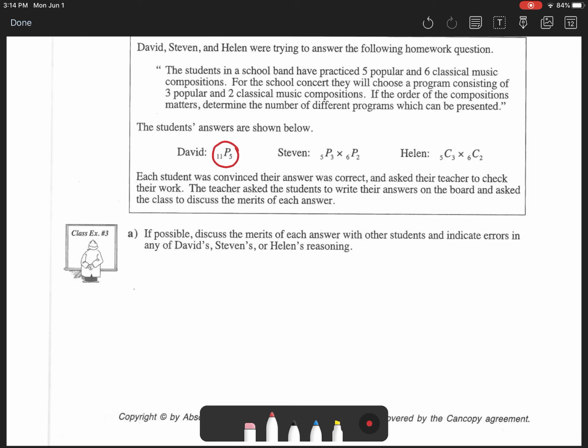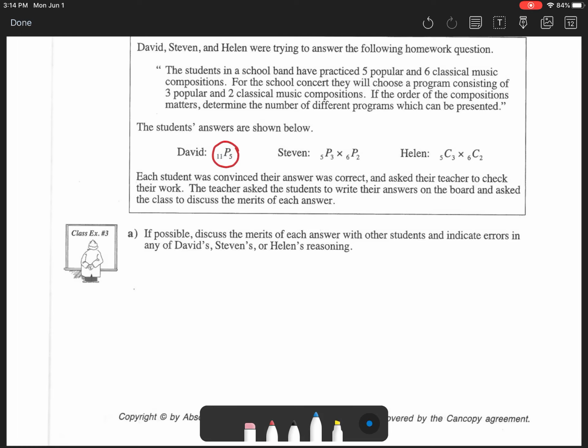So the issue with that is that in his calculation, there's no way of ensuring that he will get 3 popular and 2 classical. He could end up pulling all popular or all classical because he groups them together when he does the calculation, and that is incorrect.